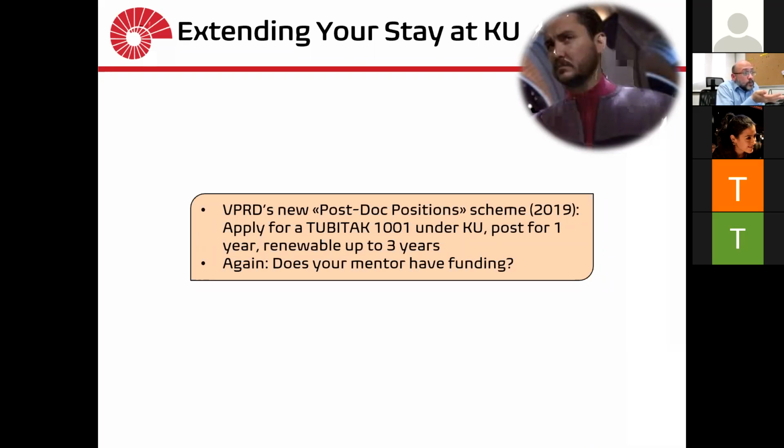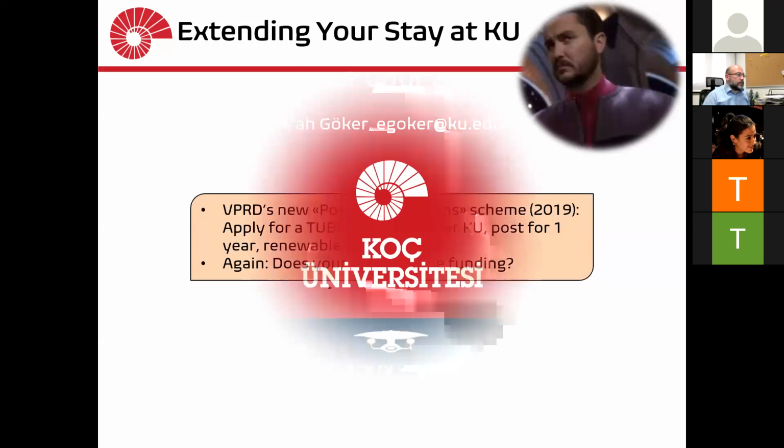So the usual TÜBİTAK 1001, of course, does not include a salary, but the university is going to employ you as a postdoc researcher. So on top of that, if you get the TÜBİTAK 1001, then you will have a beginning research budget. So that's the new kind of scheme. But again, another option might be that your mentor, your supervisor might have external funding, and you might continue your post-PhD research at Koç University as a postdoc fellow under that project.